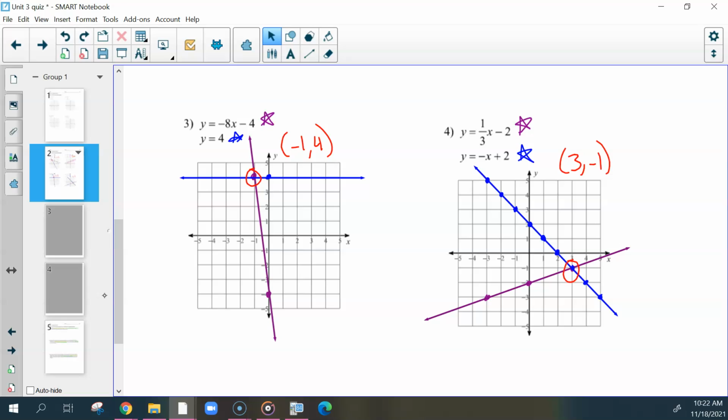Number 3. One of these was a horizontal line. So it should have just been a horizontal, not vertical, not diagonal. And then the other one had a negative slope. These 2 lines intersected at negative 1, 4. For number 4, the first line was positive. The second line should have been negative. And they cross at 3, negative 1.